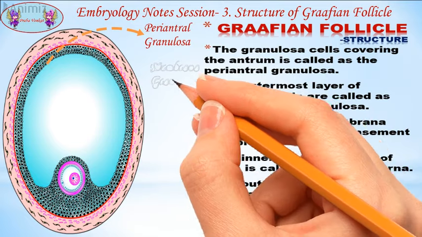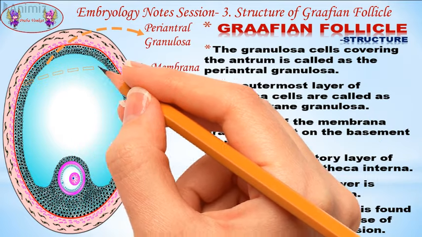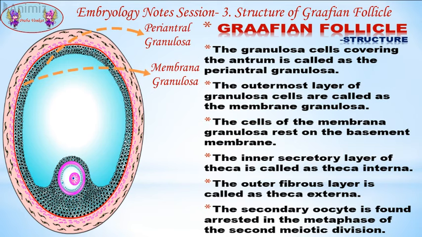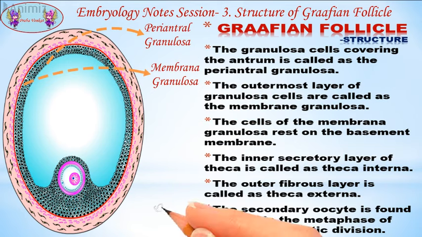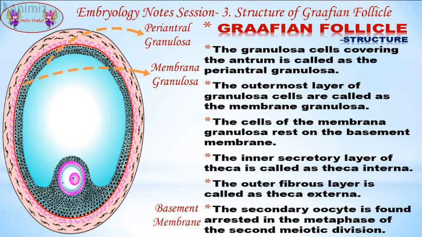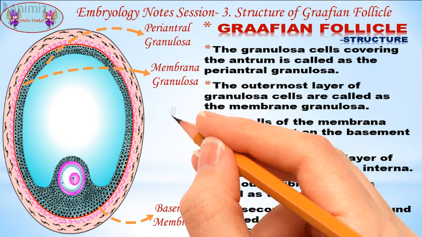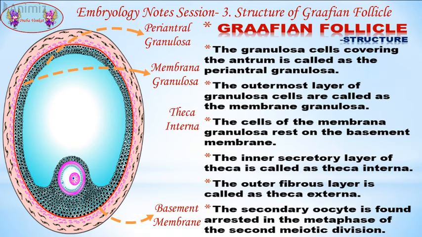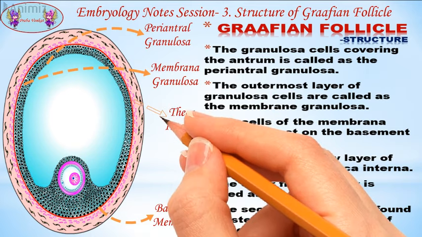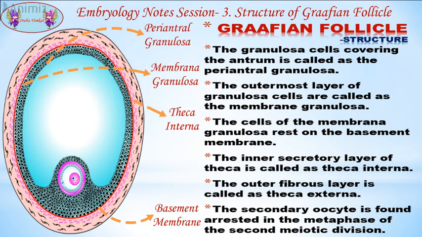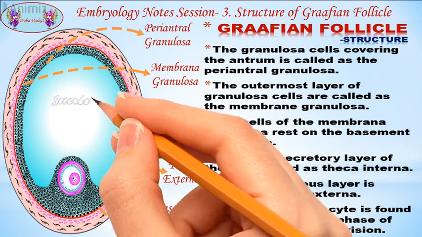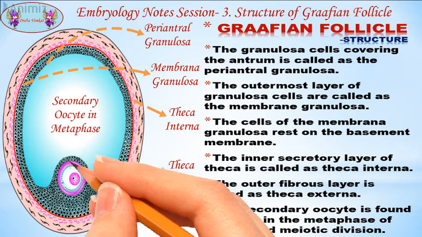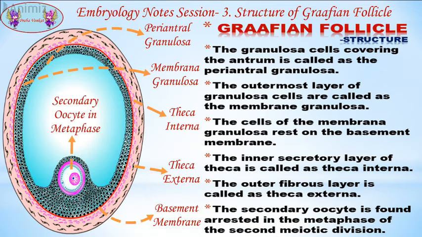The outermost layer of the granulosa cells is called the membrana granulosa. The cells of the membrana granulosa rest on the basement membrane. The inner secretory layer of the theca is called the theca interna. The outer fibrous layer is called the theca externa. The secondary oocyte is arrested in the metaphase of the second meiotic division.